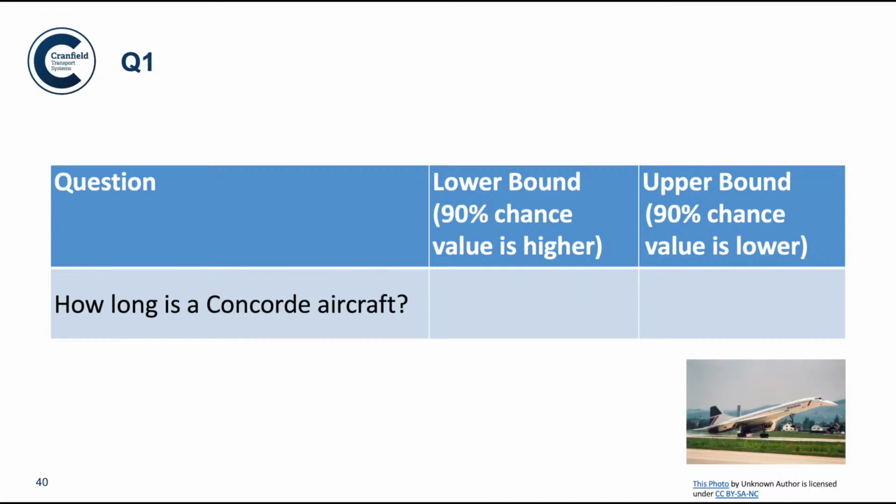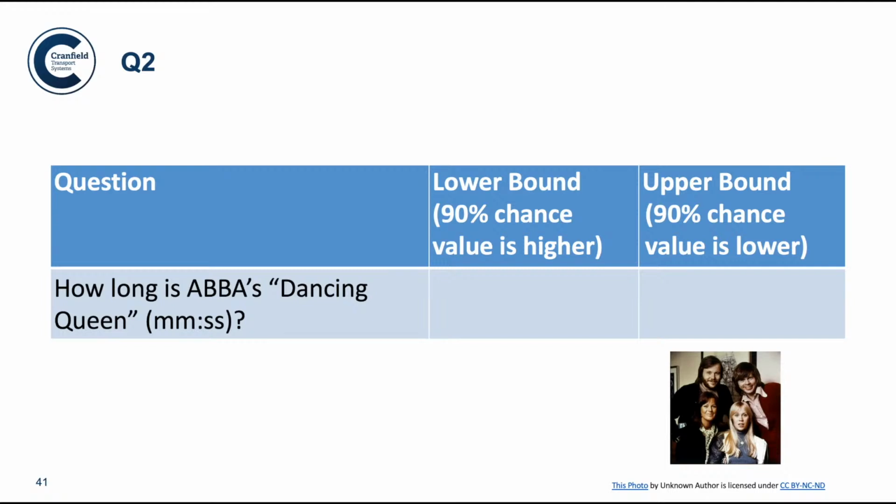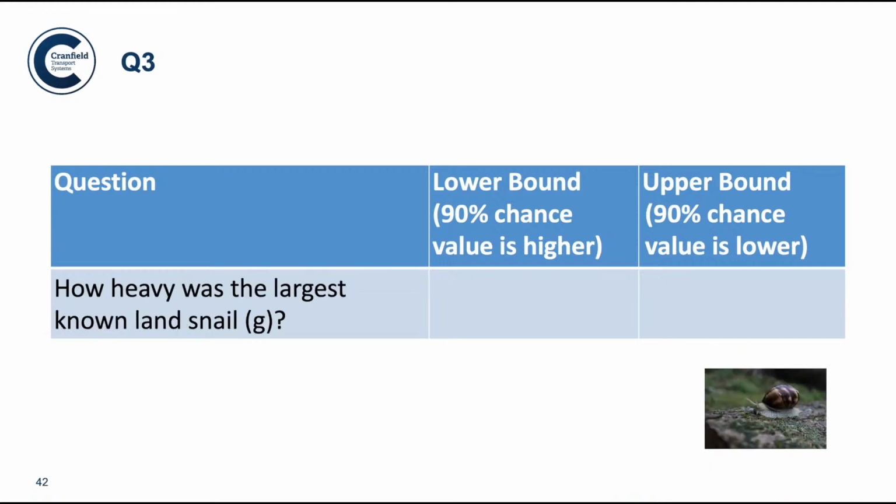But what I'm asking them to be is 90% sure. Now, what we could say is it's between 0 and 500 meters, and you'd get the answer right there. Fine, but that's of no real use to us. If we were thinking in terms of a risk assessment, being that broad isn't adding any real value to the process. So we're trying to be as accurate as possible, but also trying not to be overconfident at the same time. These are the sorts of questions I ask: how long is ABBA's Dancing Queen? How heavy was the largest snail? And then I go through and give them the answers and we mark them.